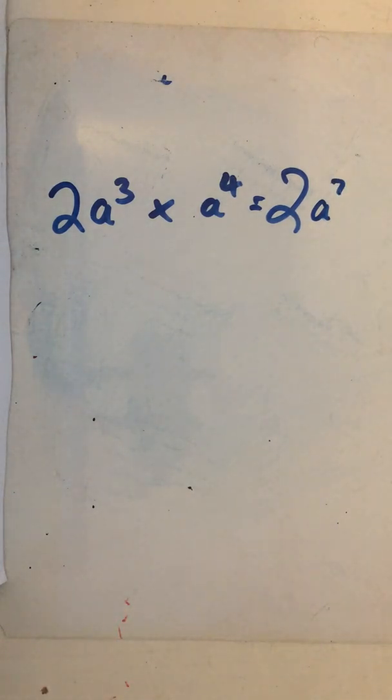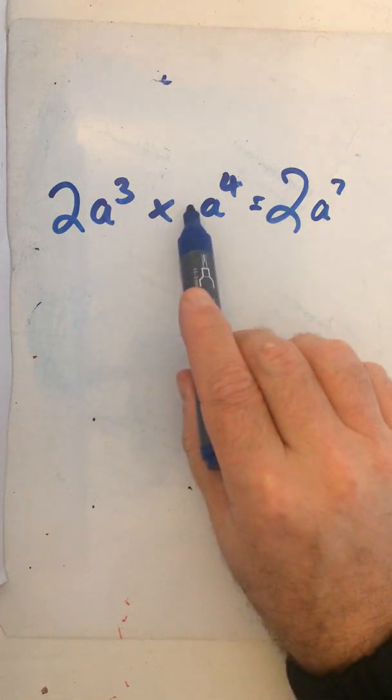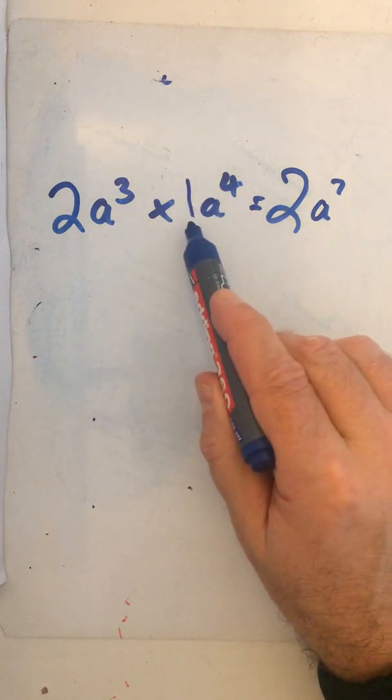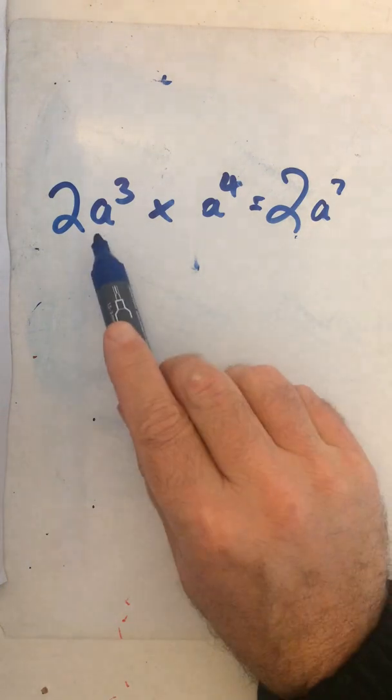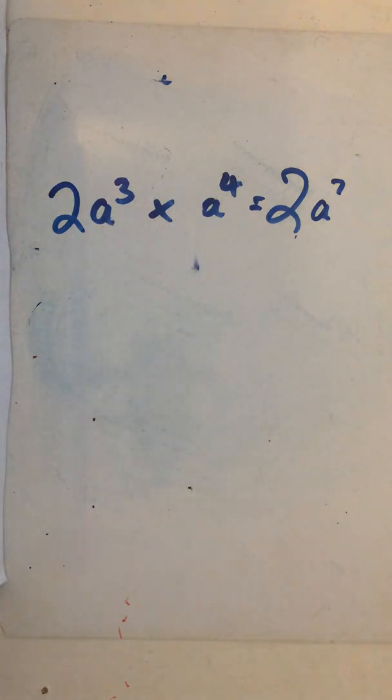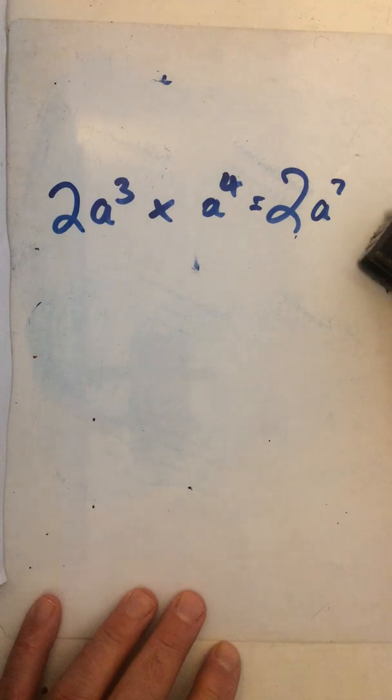So again, we're separating the numbers and the letters. So it's 2 times, because this is a 1a, although we don't see that 1, it's 2, and a to the power of 3 times a to the power of 4 is a to the power of 7. Okay, right.